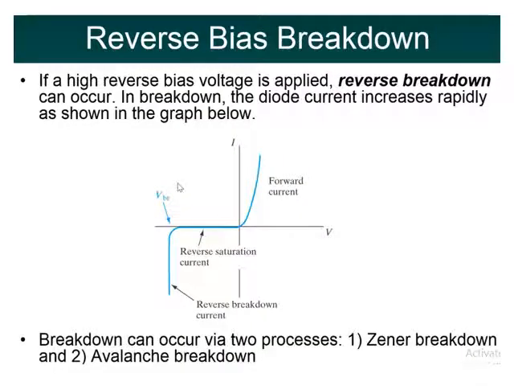Now coming to the reverse bias breakdown. Someone had asked the question: what happens if the maximum current flows through the device? That condition is actually called breakdown. So let us cover it now. If a reverse bias voltage is applied, reverse breakdown can occur. It depends. It may occur or it may not occur.